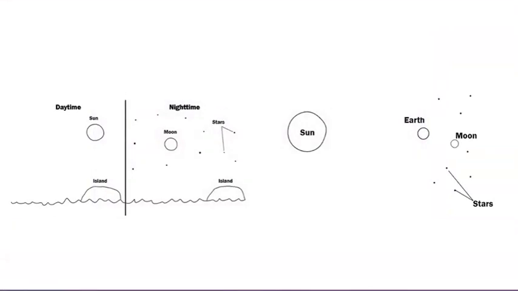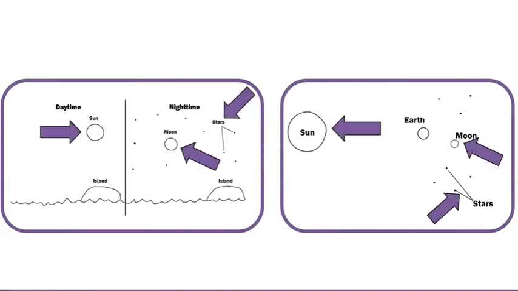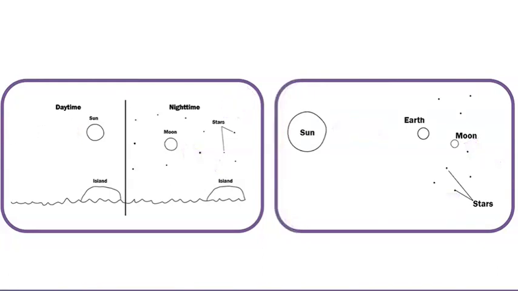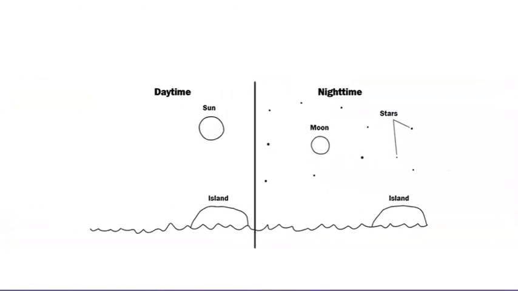In our last lesson, we learned that celestial objects can appear very different depending on where we are standing. To help us document these differences, we drew 2 models. How are the models similar? I noticed that both models contain the same objects, the Sun, the Moon, and stars. But the objects don't appear exactly the same in each model, do they? How could the same objects appear different in our 2 models? Did you say that they are drawn from different perspectives? They sure are. What are those perspectives?